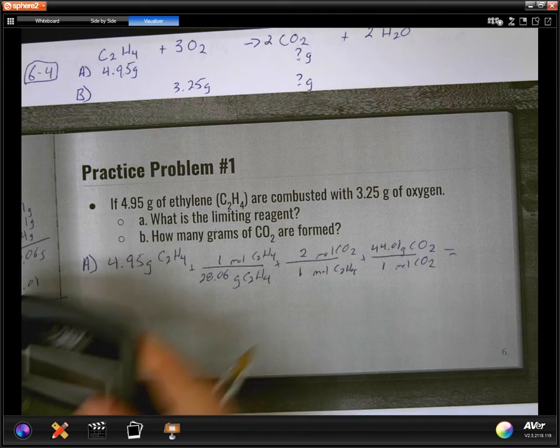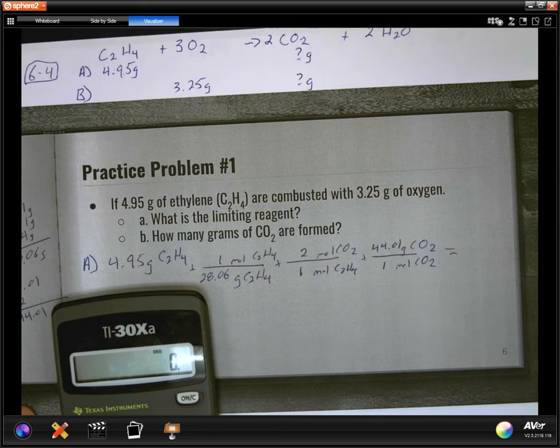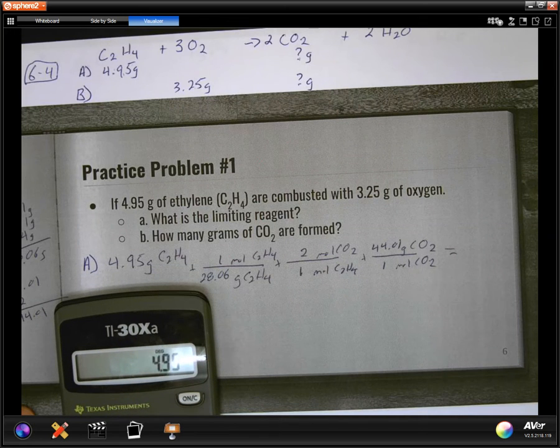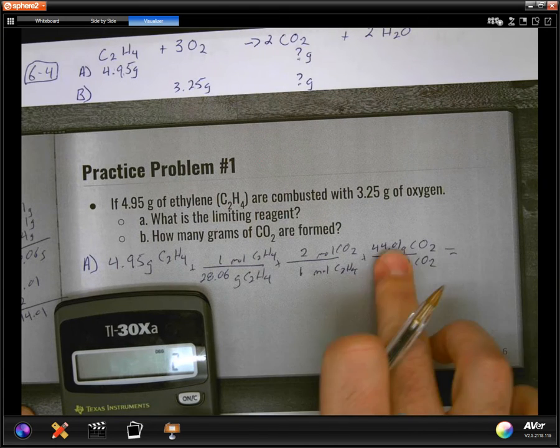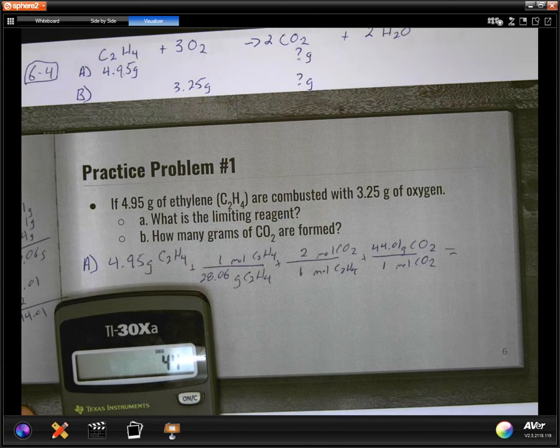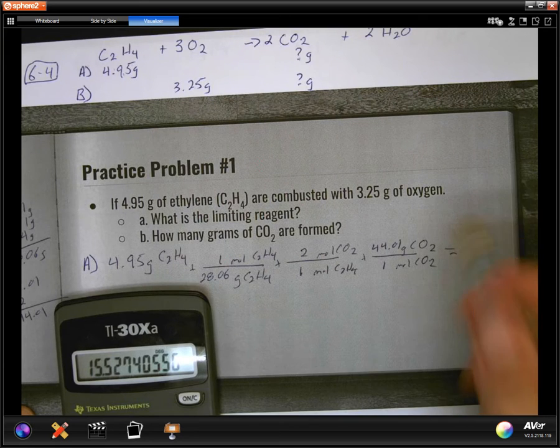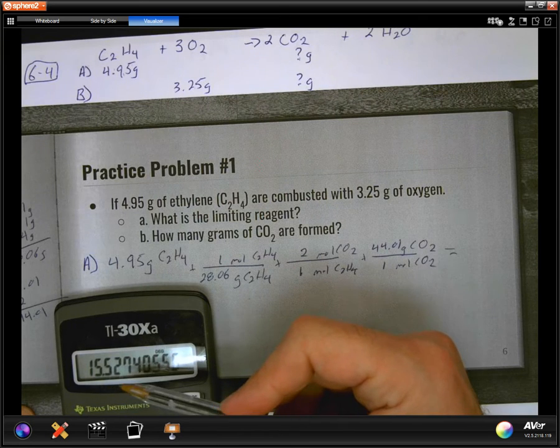So if I do my calculator, I'm going to go 4.95, multiply by 1, multiply by 2, multiply by 44.01. Divide now by 28.06, divide by 1, and you're going to come out to a number of 15.527.